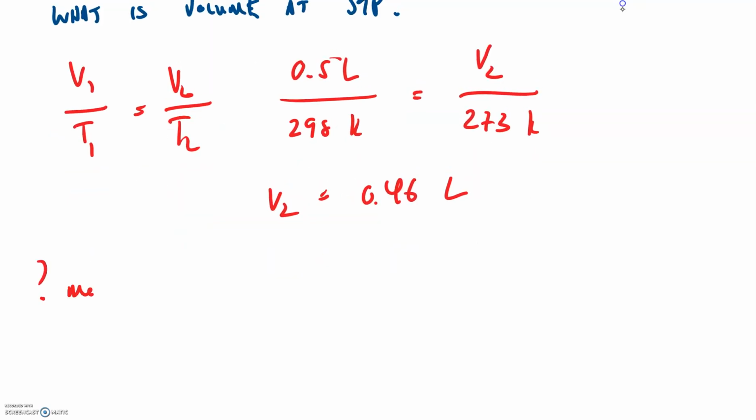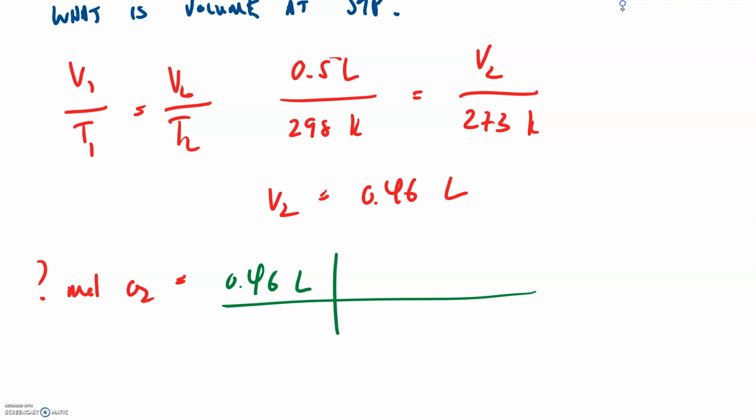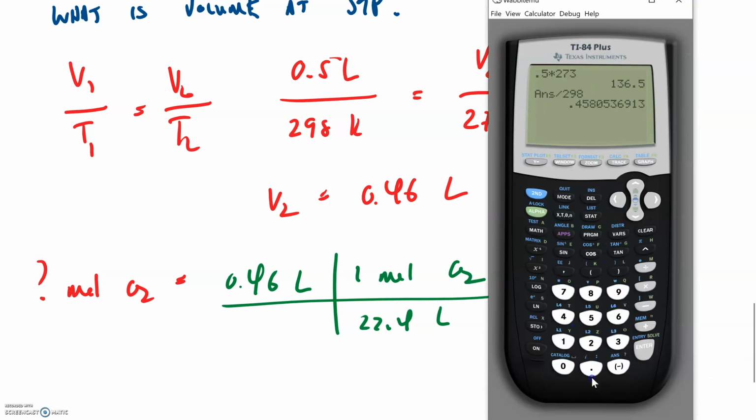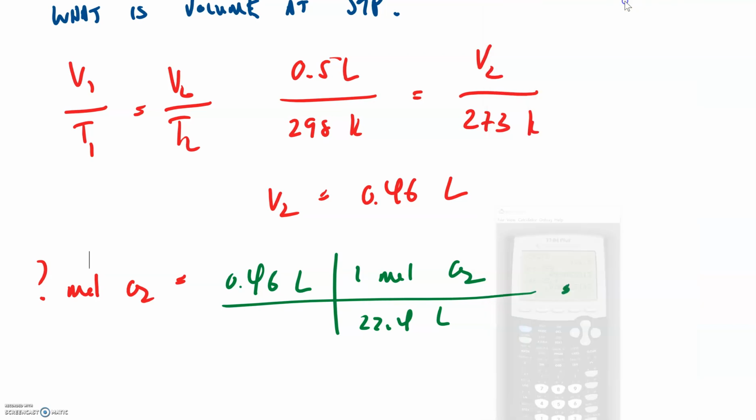Now that we are at STP, we can find moles, and so we'll add one more step. How many moles of O2 are the equivalent of 0.46 liters? Because we're at STP, now we can say 22.4 liters is the equivalent of 1 mole of oxygen gas. And so we'll say on our calculator, 0.46 times 1, and then divided by 22.4. And this should tell us how many moles we have. And that is 0.02 moles.